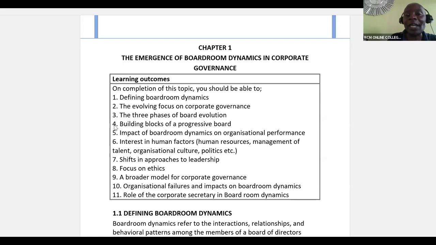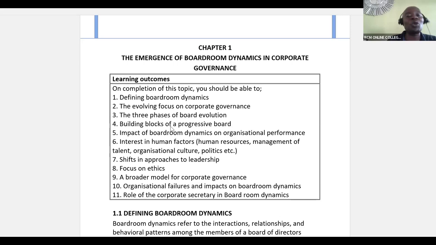By the end of this session, we shall be able to complete topic number one. On completion of this topic, you should be able to define boardroom dynamics, the evolving focus on corporate governance, and the three phases of board evolution, because the board has really evolved. Then we have the building blocks of a progressive board, as we expect many changes coming as a result of IT. We expect to have what we call a progressive board.